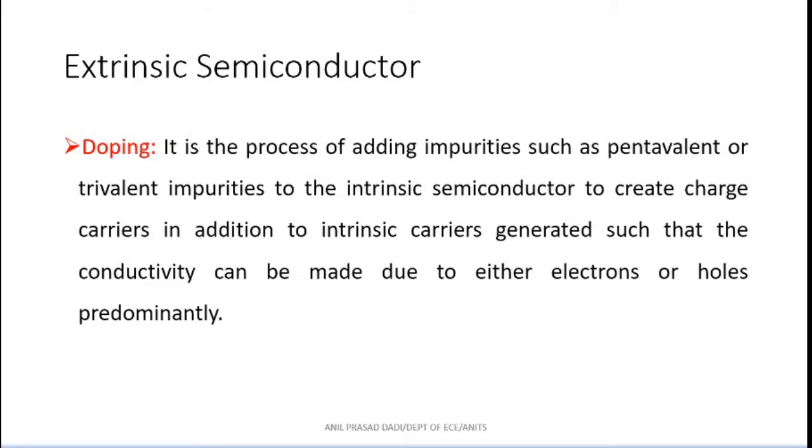If you are adding pentavalent impurities, you are likely to add more electrons but not holes. If you are adding trivalent impurities, you are trying to increase more holes but not electrons. So when you are interested in increasing only one type of charge carriers, either electrons or holes, then doping is extensively used. Did you get my point? Yes or no? Did you get my point?